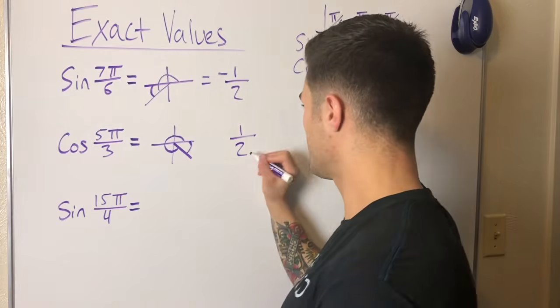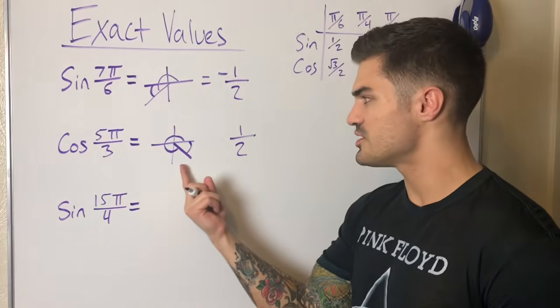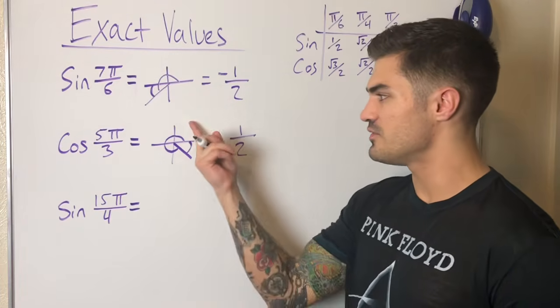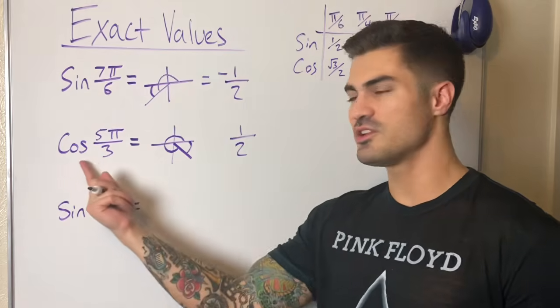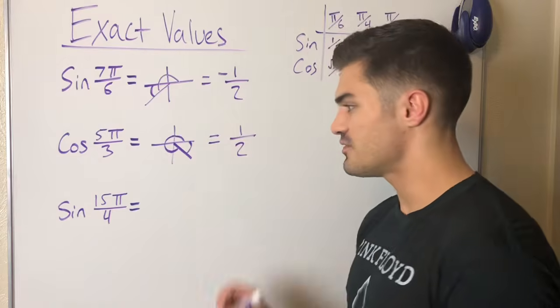So this is 1/2, and now I just have to make sure, is it positive or negative? In this case, it's actually still positive, because all my x's are positive in the first and fourth quadrant, and the definition of cosine is x over r, so we're good to go. This is our solution. It's our exact value.